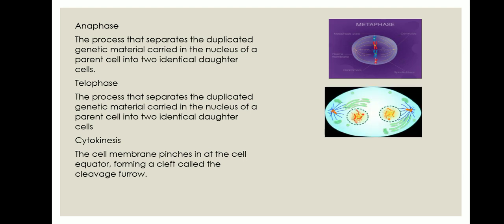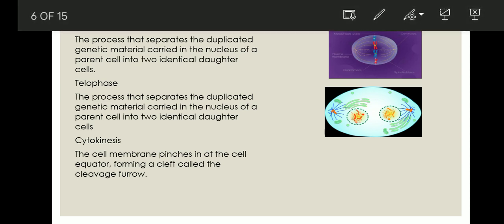Telophase, the process that separates the duplicated genetic material carried in the nucleus of a parent cell into two identical daughter cells. The nuclear membrane forms around each set of chromosomes. Chromosomes uncoil, nucleoli reappear, and the spindle fibers break down. In humans, each nucleus has the normal 46 chromosomes.